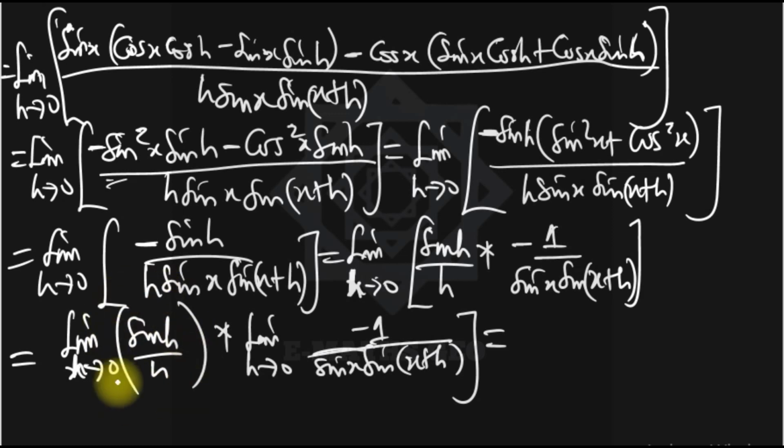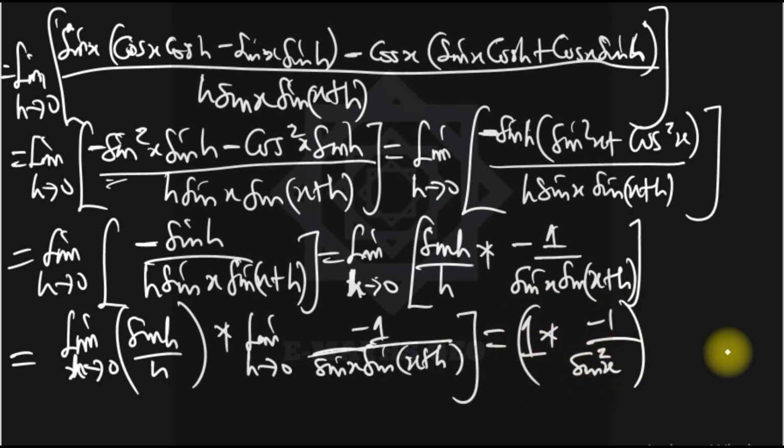And from L'Hopital's rule, the limit of that is 1, because whenever you substitute and get 0 over 0, you apply L'Hopital's rule. You can check it. So the limit of this is 1. While the limit of this, times minus 1 over sine x, with h being 0, gives sine squared x. So finally this is minus 1 over sine squared x, which is minus cosec squared x, which is the derivative of cot x.